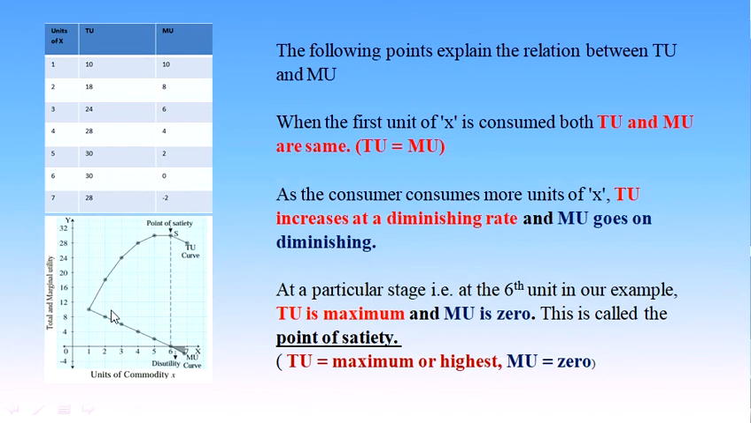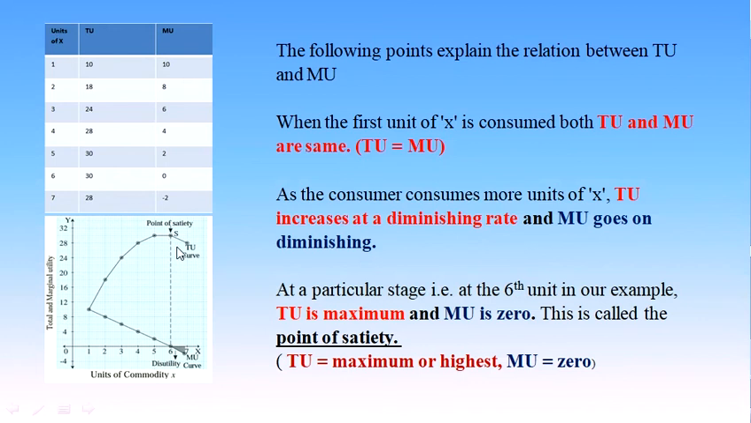MU will continuously fall. Then, at a particular stage, that is at the sixth unit in our example, TU is maximum. Our total utility is maximum. Among all these numbers, we can see 30 is maximum. So the point where the consumer is fully satisfied will be the highest point. That is the highest satisfaction level that any consumer can achieve. So at this point total utility will be maximum.